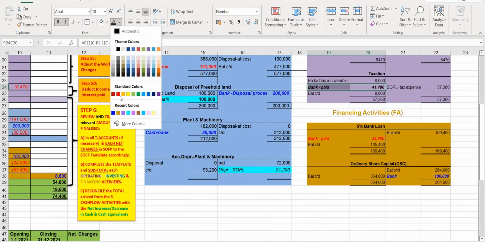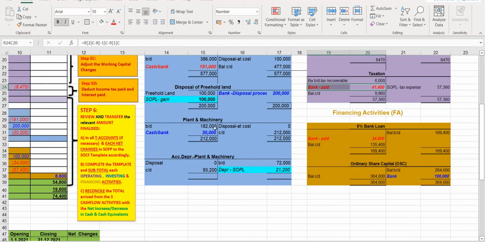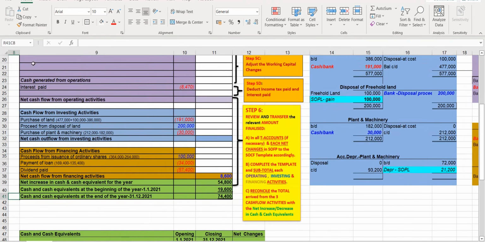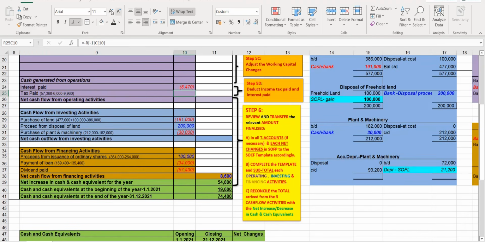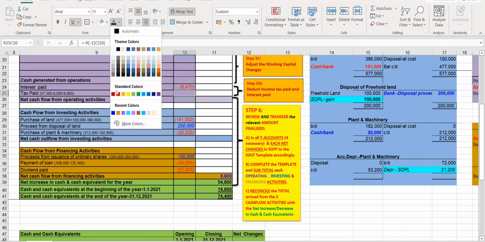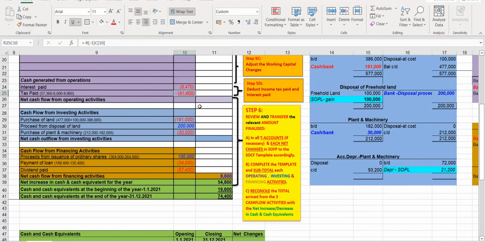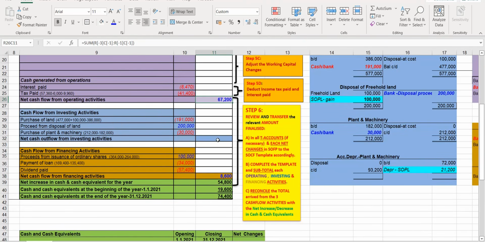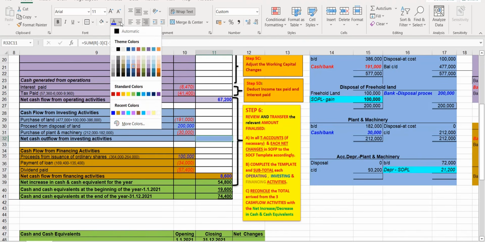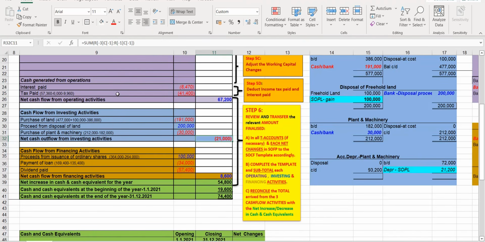And the tax paid is an outflow. So that will be included where? It will be included under your cash generated from operation, under your operating activities. So I put it here, tax paid, and the amount is how much? We have already calculated much earlier. It was 41,400, and now you will have the item 67,200, which is an inflow. And the item for the investing activities was an outflow of 21,000.